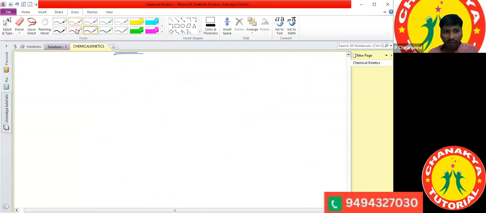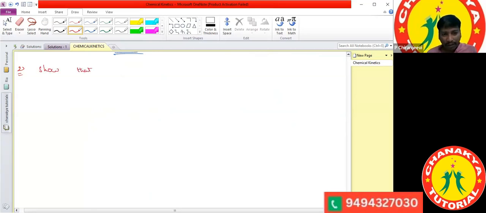So second question. This is another question here. Show that for a first order reaction, the time required for the completion of 99.9% is 10 times the half-life period of the reaction. Okay, it is also a derivation only.